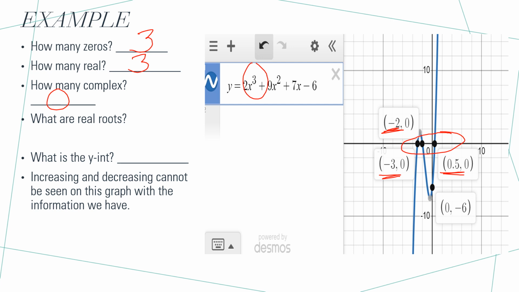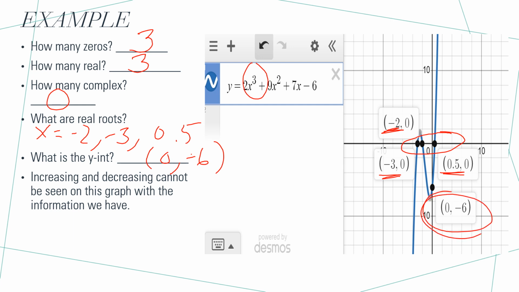What are the real roots? Well, we can get those right off the graph. The real roots are x equals -2, x equals -3, and x equals 0.5. Do not overthink that. There they are. What is the y-intercept? 0, -6. There it is, right there.